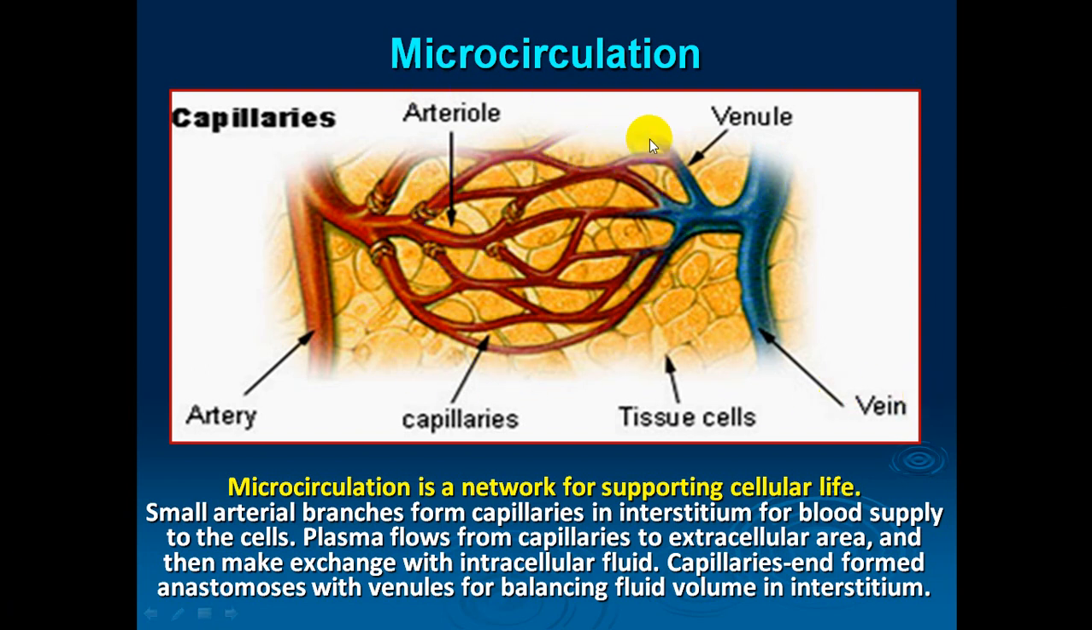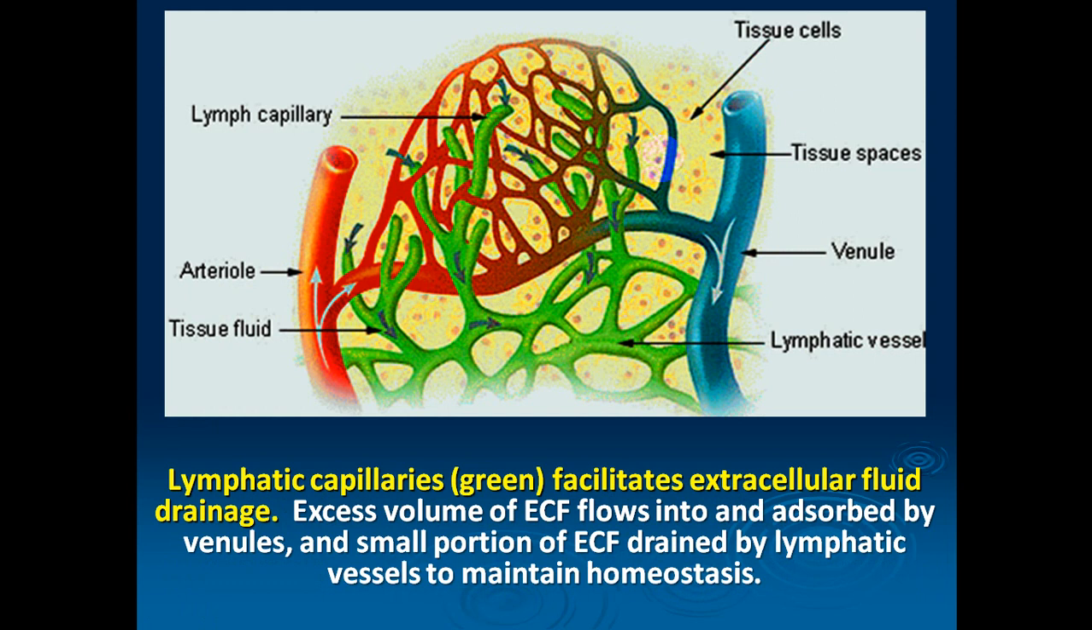And this kind of anastomosis is very important for balancing the contents of fluid in the tissue, in the body. Among this anastomosis between capillaries and veins, there are also these green vessels here. This vessel is the lymphatic vessel. So what is the function of lymphatic vessels for the fluid exchange?